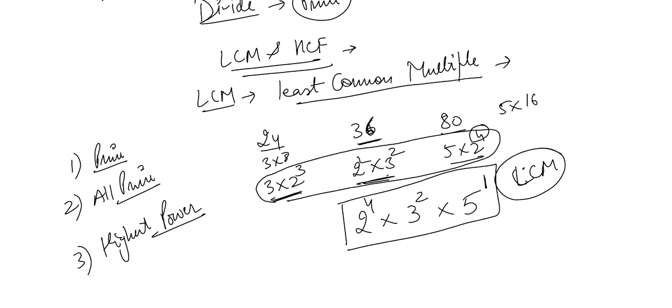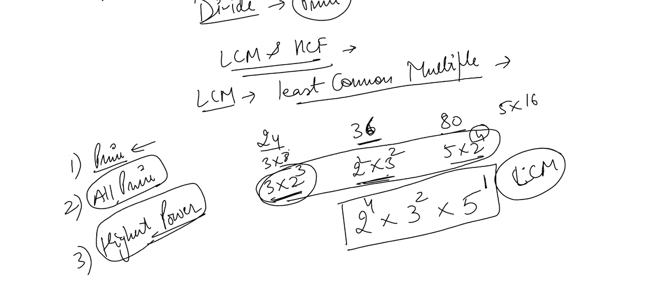Can you repeat the last part? So, okay, I'll repeat all 3 parts. Break every number into prime factors, first of all. Second, take all the prime factors. 2, 3, and 5 are the only ones there. And then take their highest power of each factor.